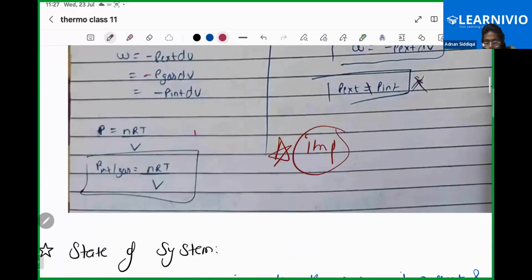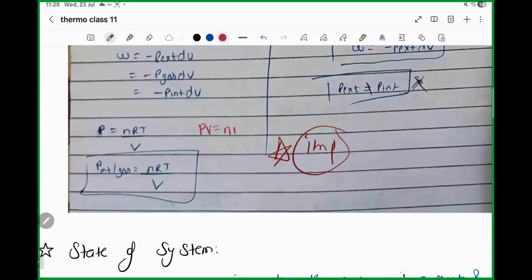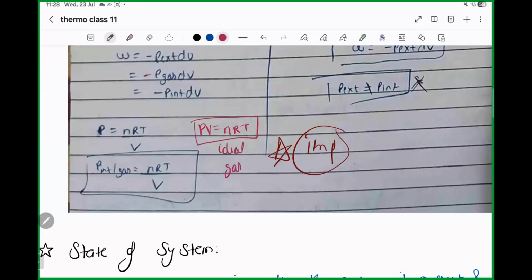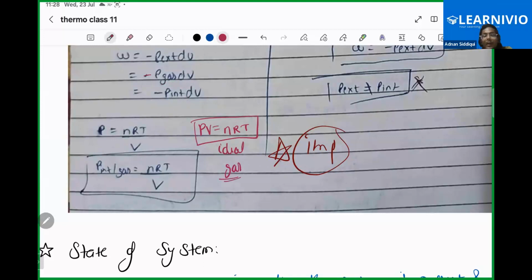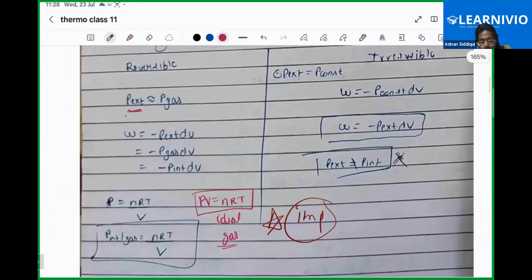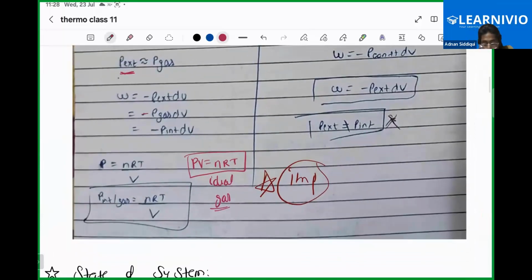And you should remember PV is equal to nRT. This is the formula for pressure for ideal gases. We are going to use this in numericals, so you can replace this P with this. As I mentioned, this is the formula for ideal gases, so we can apply it when we are talking about the pressure of gas, the internal pressure. In a reversible process, P external is equal to P gas, so we can use this formula.